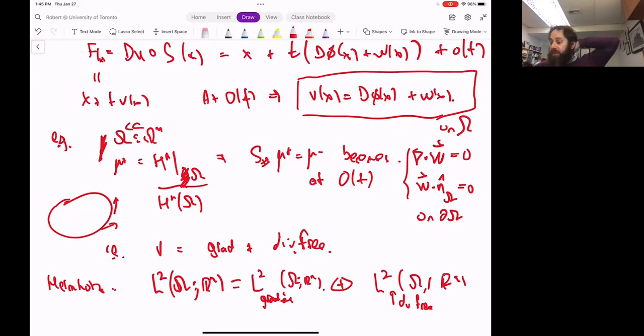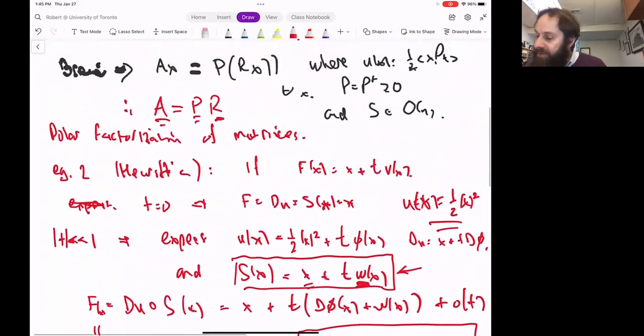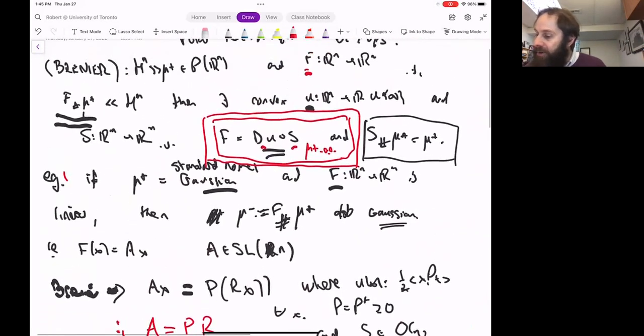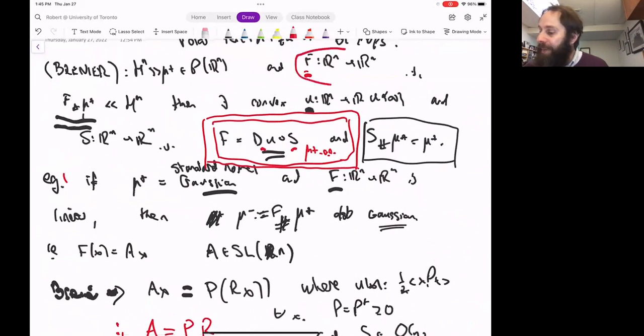So this theorem about the Hodge-Helmholtz decomposition is like a linear theorem that says I can write an arbitrary vector field as a linear sum, and Brenier's polar factorization is a kind of non-linear version of that that says I can write an arbitrary map as a composition of two guys. So I think that's kind of cool.